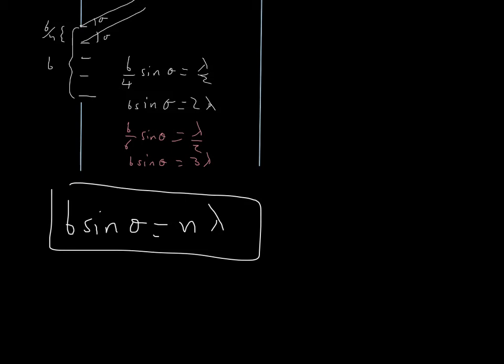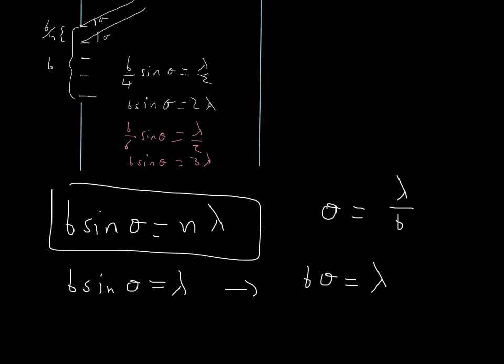Now, typically, we're only interested in the first minimum. So what we have is really b sine theta equals lambda, because this is the most important one. This is what determines the resolution of our device and whatnot. And because we are normally considering very small angles, we really can say that b theta equals lambda. Or alternatively, we can say that theta equals lambda over b.